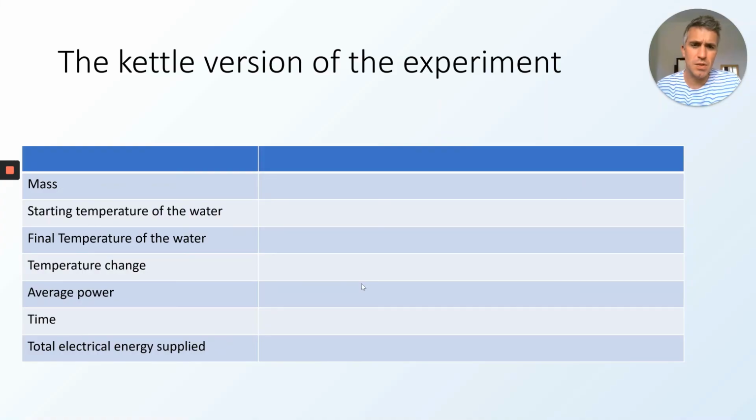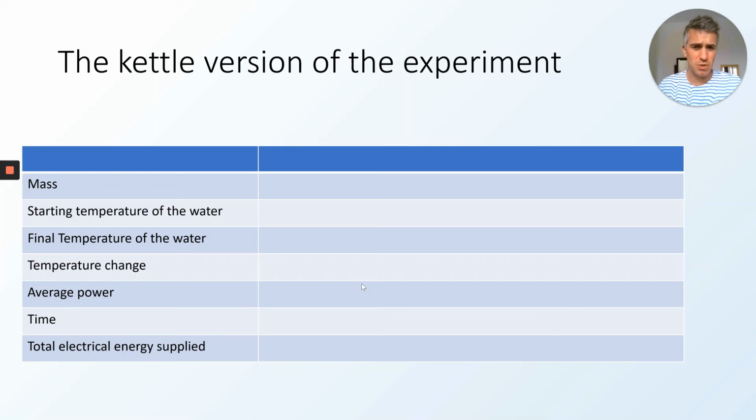Okay, so now you've seen the experiment. You just need to fill in the table, and then using the information in the table, you're going to work out the specific heat capacity. If you're not sure, go back to the video. What was the mass of the water? You saw me put it on the scales. I even wrote it down on the whiteboard. Don't forget to convert to kilograms.